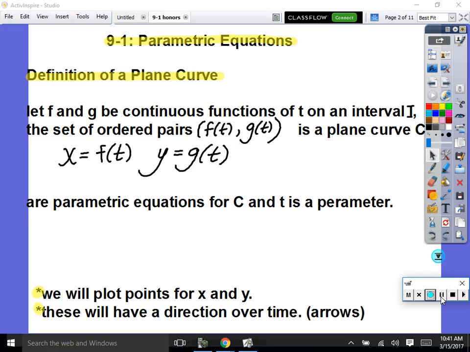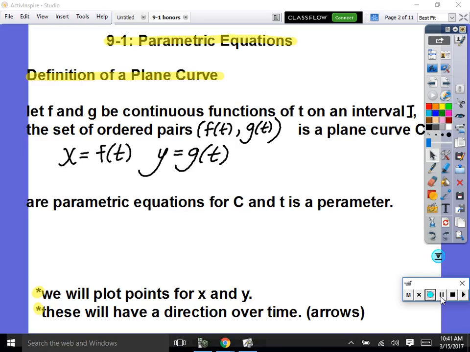Let f and g be continuous functions. So, we have two different functions, f and g, and they're continuous. They're functions of t, and they're continuous functions on an interval I. Continuous means they never break or gap, and they're on a certain interval, for example, from -2 to 3.